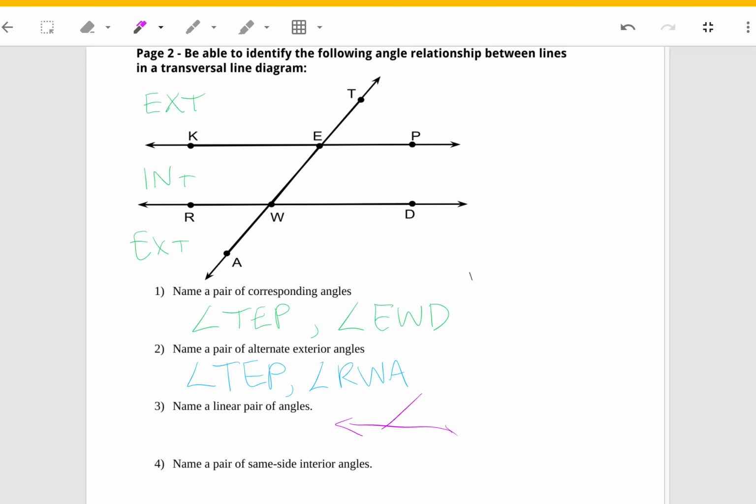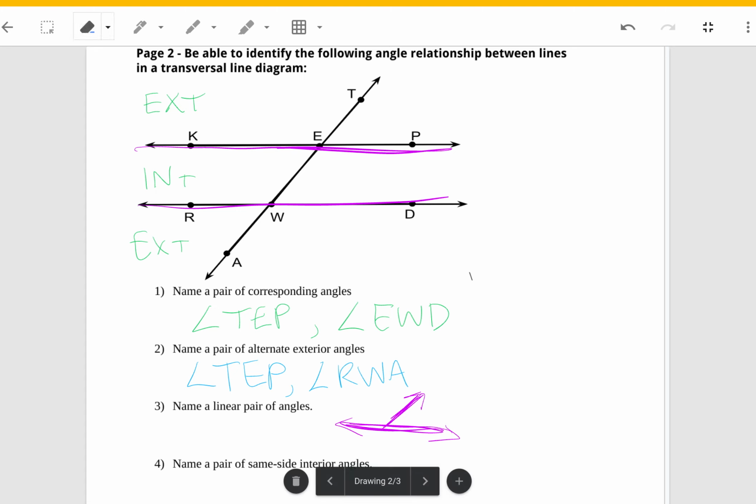There's going to be a line somewhere, a line, and another line coming off of it, a ray coming off of it. And we're going to name the angles right there that are next to each other. You are not going to name the line by naming 3 points in order. Like, you would not say KEP. That is not one of the answers. Or RWD. That is not what we're looking for. We are looking for the name of the two angles that form this thing that you see here in purple.